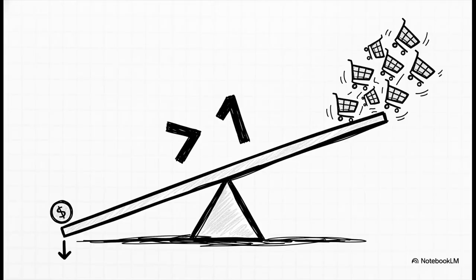So what does a 1.5 actually mean for the business? Well, because the score is greater than 1, it tells us our product is highly elastic. In plain English, our customers are super price sensitive. Even a tiny change in price is going to cause a big shift in how many people buy the product. This is a huge piece of the puzzle.